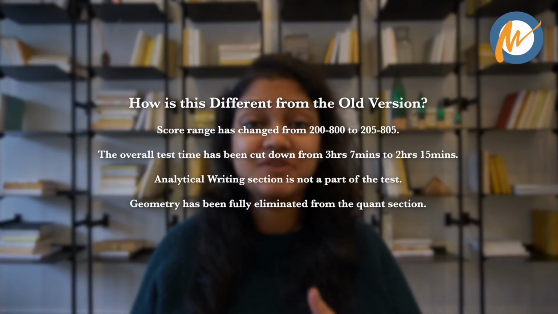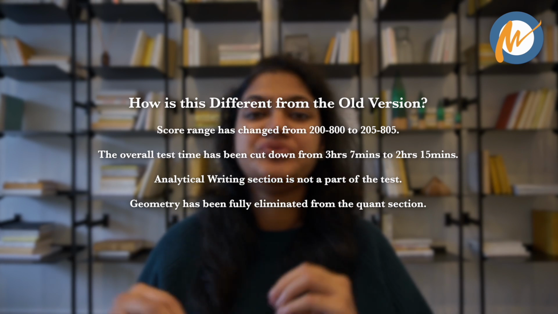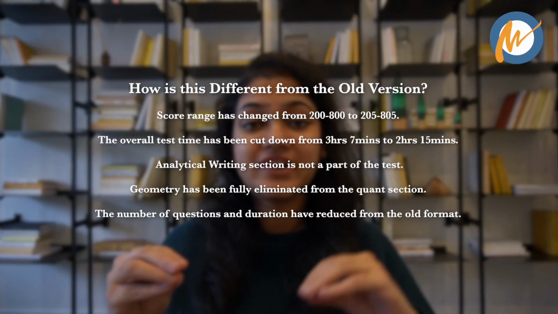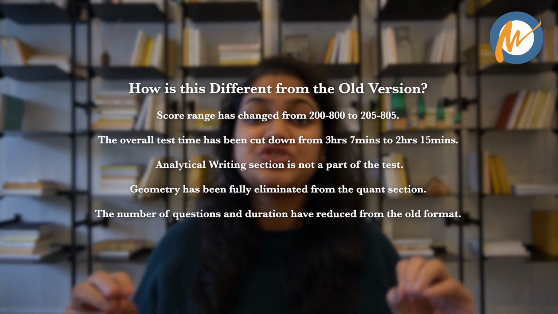Next, geometry has been fully eliminated from the quant section, keeping the questions limited to arithmetic and algebraic math. The number of questions has gone down from 31 to 21, and the section time has reduced from 62 to 45. Even for verbal, the number of questions has gone down from 35 to 21, and the duration from 65 to 45. So you'll now only be tested on reading comprehension and critical reasoning. Sentence correction is not a part of the test anymore.